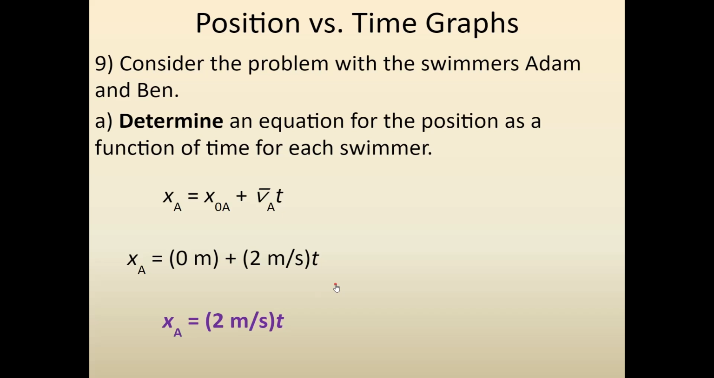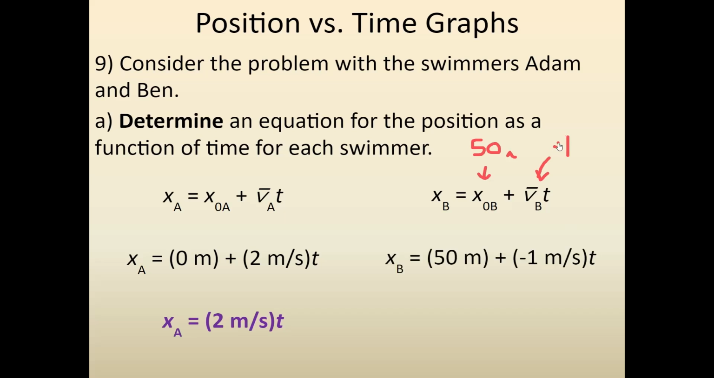And then when we go to do it for Ben, this time we have to be a little bit careful, because Ben actually starts at an initial position of 50 meters. So this number is going to end up being 50. And then the other thing we have to be careful about is that the average velocity of Ben isn't just 1, it's -1, because he's coming in the opposite direction. And that's why the graph ends up having that negative slope to it.